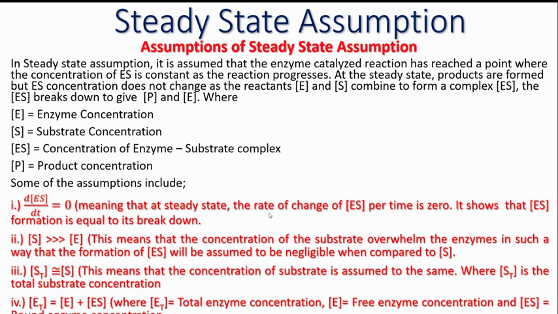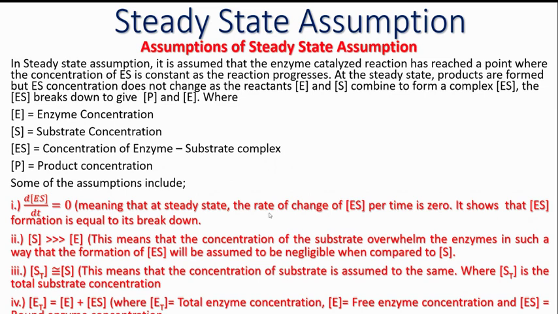So what we are saying is that E remains the free enzyme concentration, S is the free substrate concentration, ES is the concentration of the enzyme substrate complex, and P is the product. Now, this assumption is saying that the change of ES per time is zero, meaning that at steady state, the rate of change of ES is zero, which says that the rate of formation of ES is equal to the rate of its breakdown.